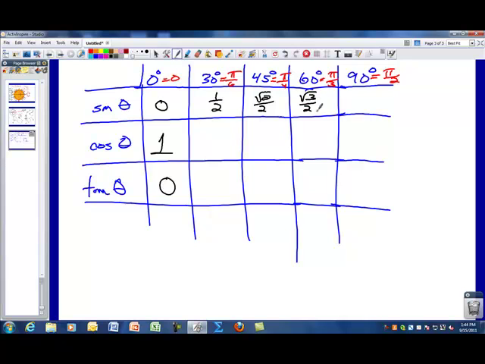And finally, at 90 degrees, our sine is 1. As a decimal, I think it's good to kind of have decimals in your head too.